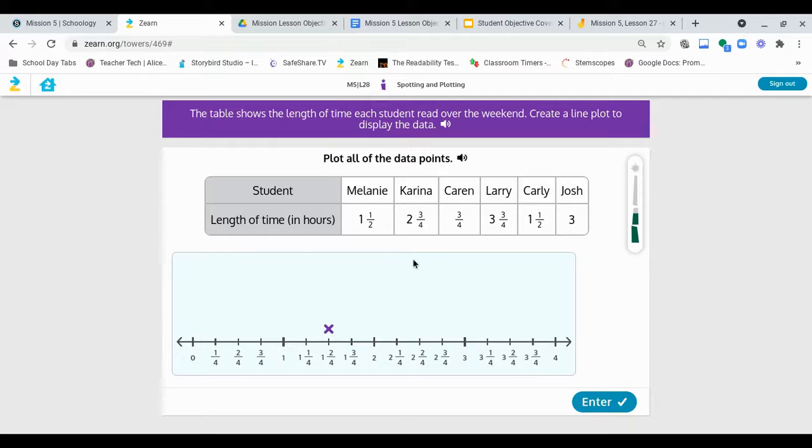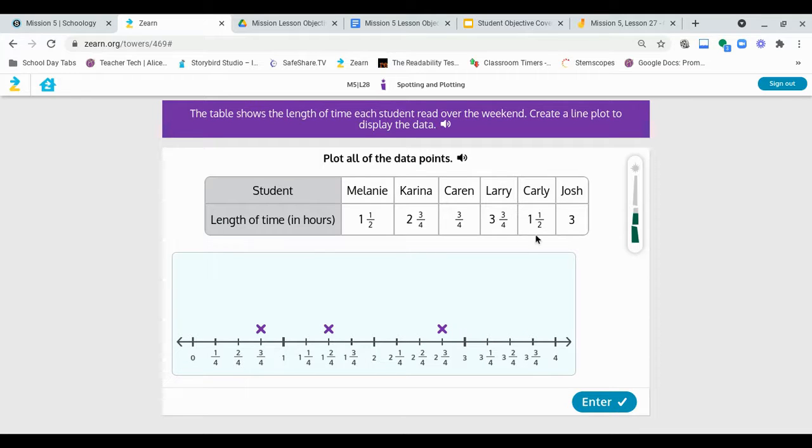Now 2 3 fourths is already marked. We can mark it right here on 2 3 fourths. Now I'm going to go to Karen. I need to mark an X at 3 fourths. So I'm going to go where 3 fourths is, right there. Larry is 3 3 fourths. So I go to 3 and then 3 fourths right there.